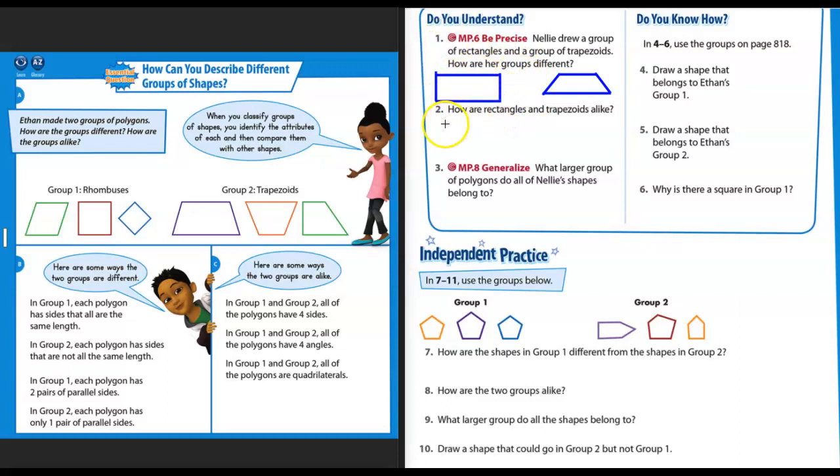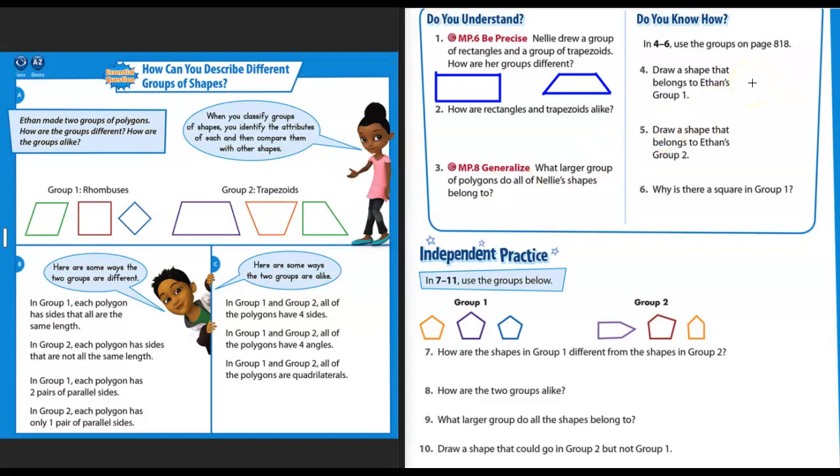How are rectangles and trapezoids alike? So they are alike because they both have at least one pair of parallel sides, and they're both quadrilaterals, which answers the next question. What larger group of polygons do all of Nellie's shapes belong to? And they all have 4 sides, so they're all quadrilaterals.